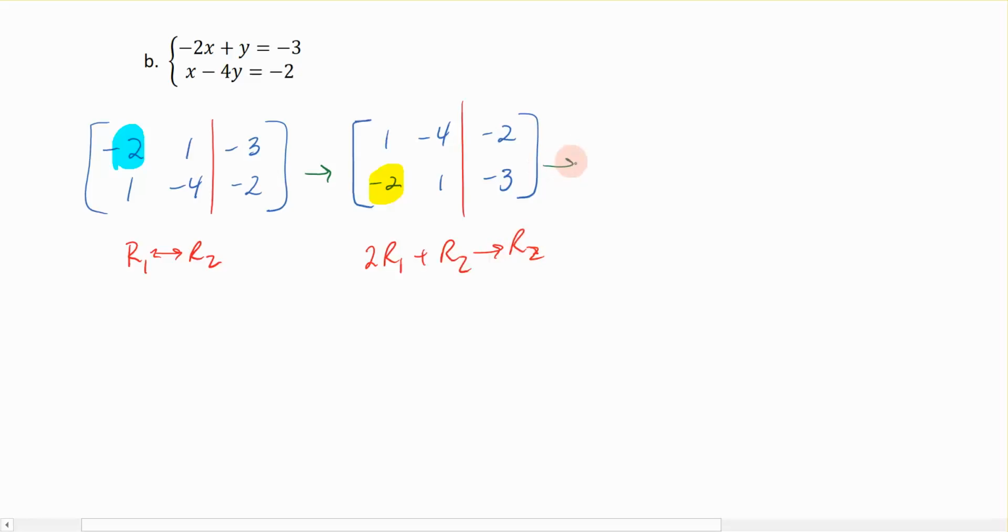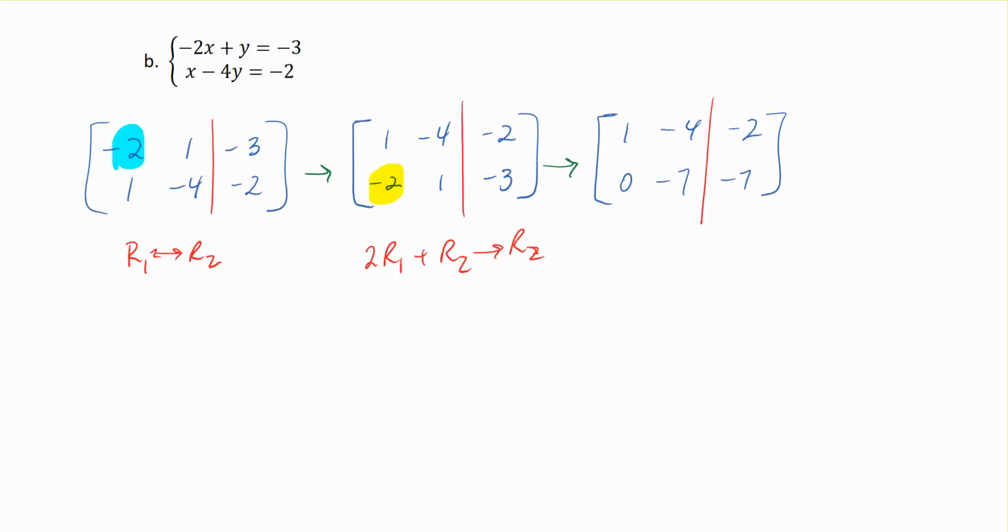So this is going to look like row number 1 is going to stay the same, right? We're not doing anything to row 1, so we'll just rewrite it so I don't get confused. 1, -4, -2. Now it's row 2 that I'm changing. So I'm going to multiply this value by 2 plus -2 is a 0. So then we go back. -4 times 2 would be -8, plus 1 would be -7. And finally, -2 times 2 would be -4. -4 plus a -3 would be a -7. And that is my new row 2 that I created.